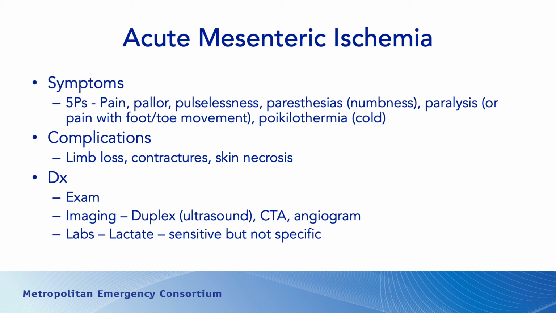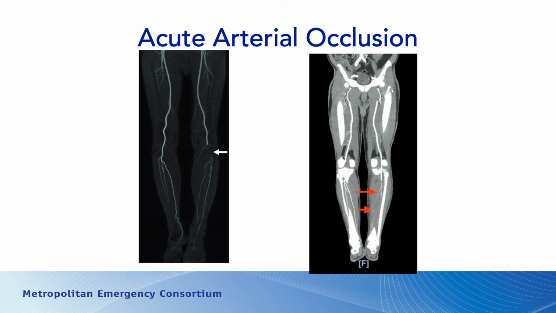The CT angiogram, again, is easy to get. It's readily available. Lab work, again, not very specific. We may see an elevated lactate. We may do a creatine kinase, which is a test for muscle injury. It's the same test we do for rhabdomyolysis. That might be elevated, but again, by the time the CK is elevated, it's pretty late into the course of their illness.